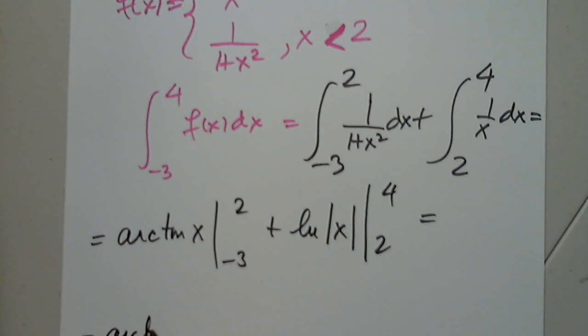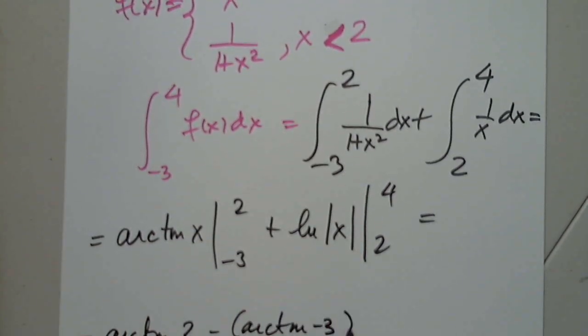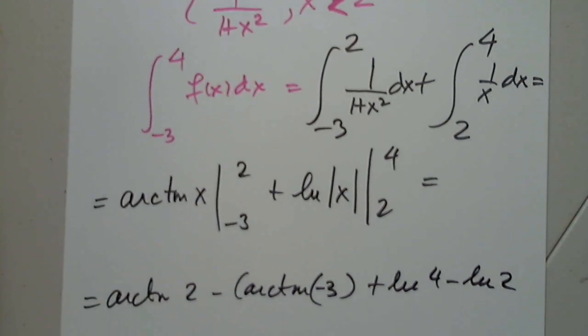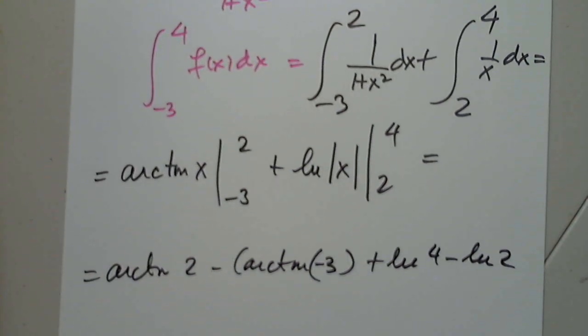So arctangent 2 minus arctangent -3. I don't need parentheses there. Plus natural log 4 minus natural log 2. Whatever that is. Good.